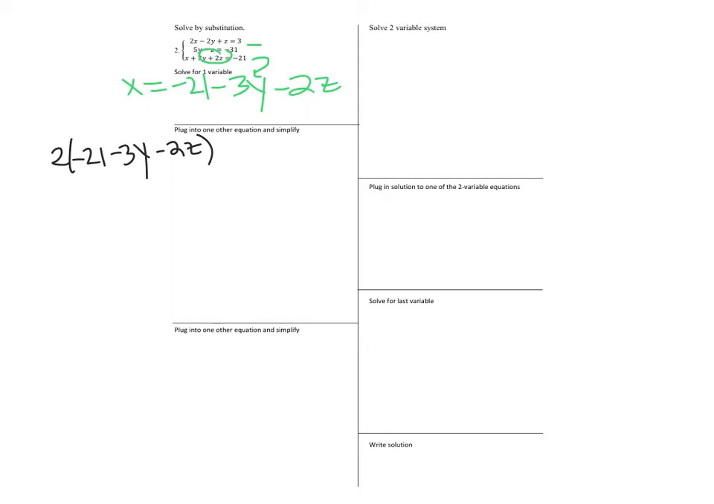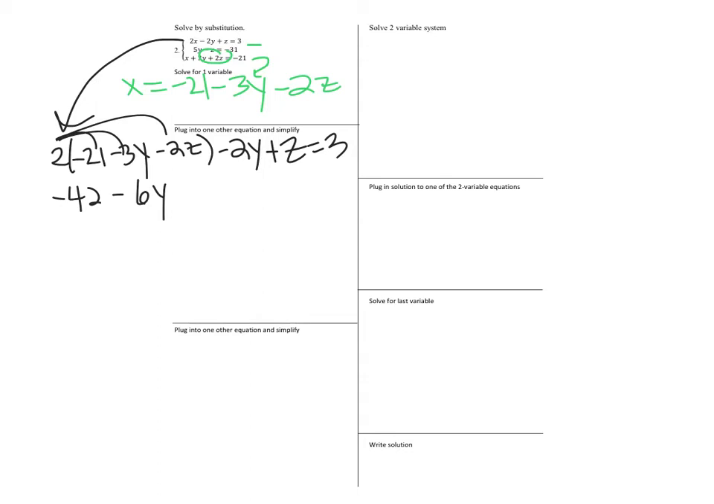All right. And so again, I'm using this top equation. I can't use the second one because I don't have an x in it, okay? So I'm going to finish by doing minus 2y plus z equals 3, okay? Now let's distribute that guy. 2 times negative 21 is negative 42. 2 times negative 3y is negative 6y. 2 times negative 2z is negative 4z. Minus 2y plus z equals 3.